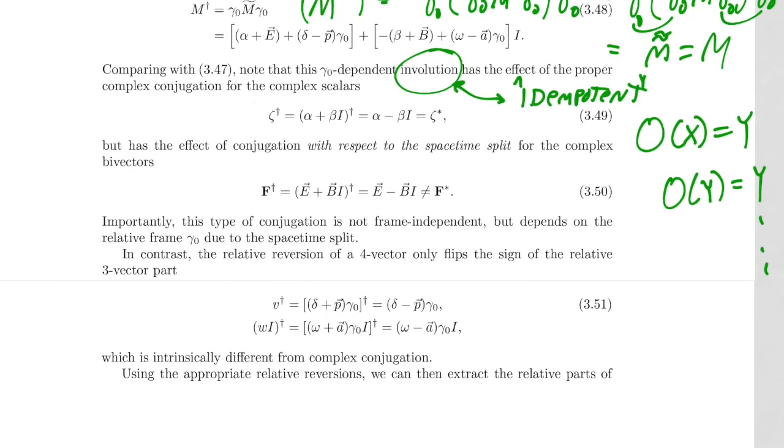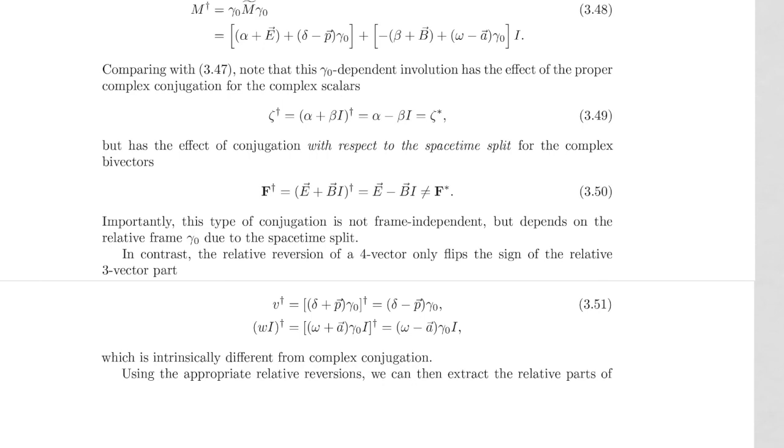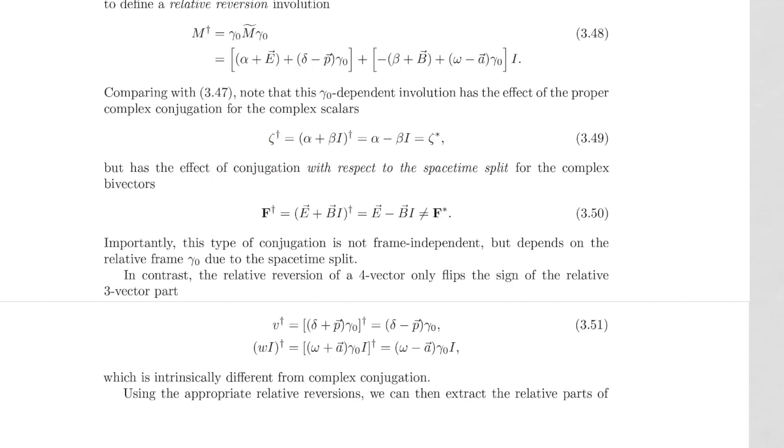So what it's saying here now is that this operation of relative reversion on a complex scalar is the same as complex conjugation of the scalar. Okay, fair enough. I mean, it's pretty easy to see. We know that alpha doesn't change, and we know that beta I does change, so that makes sense. But it has the effect of conjugation with respect to the space-time split for complex bivectors.